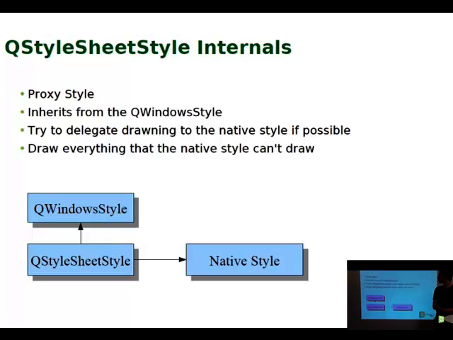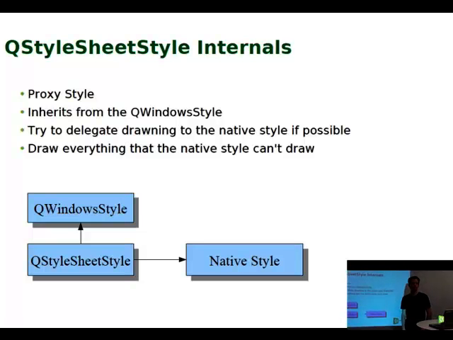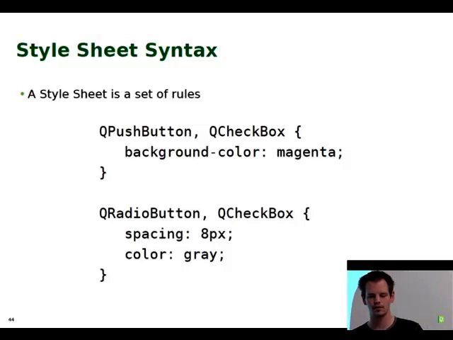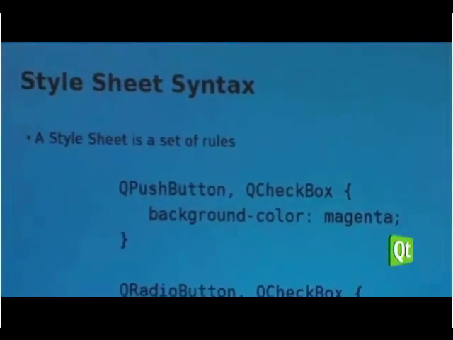Also, it's difficult, for example, if you want a red push button with the background red. Some styles can do it, but some others cannot. So in order to work, we try to be smart enough, and we detect whether the style supports all those features. If yes, we let the style draw it. If not, we draw it ourselves. So here is the syntax. I will make a little demo.